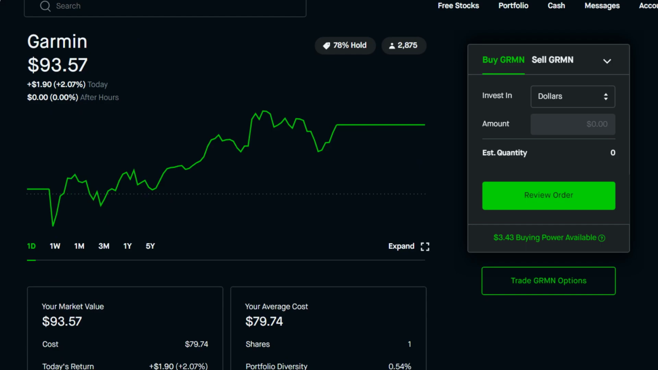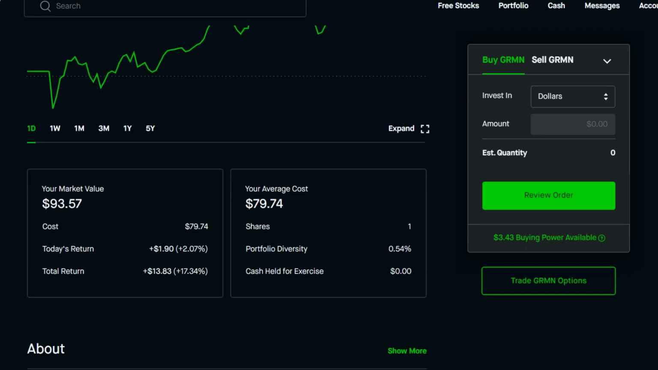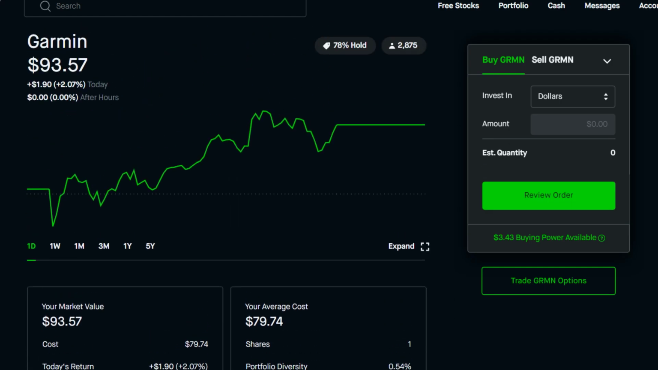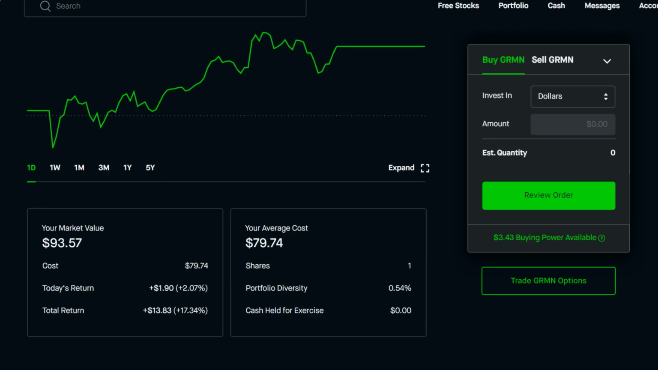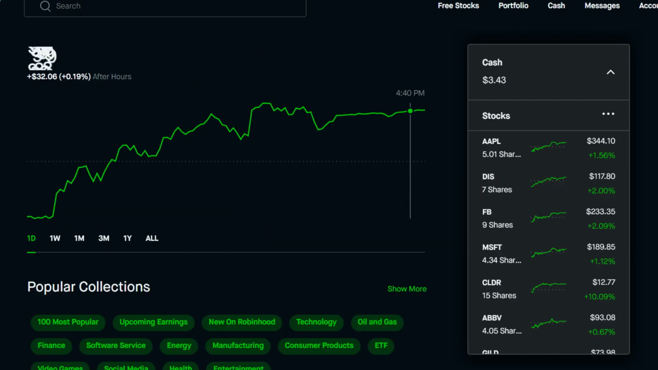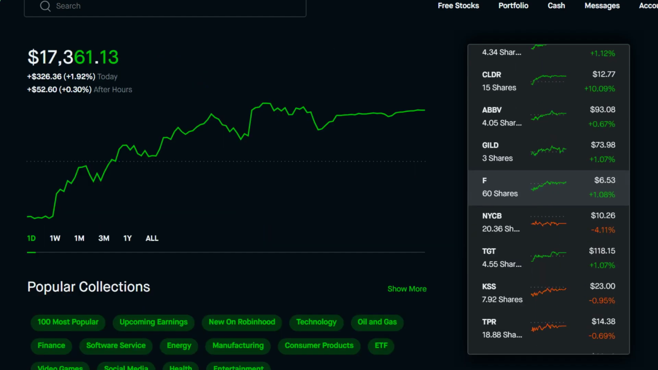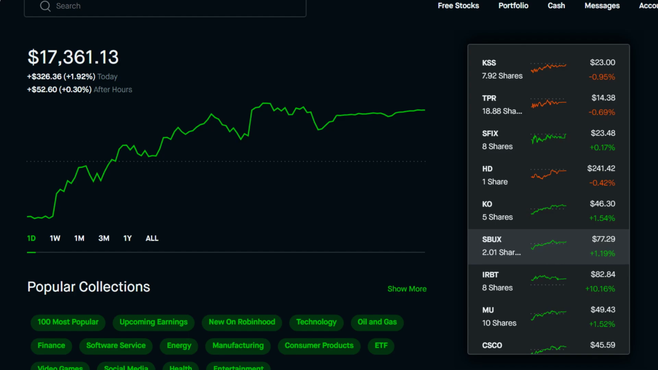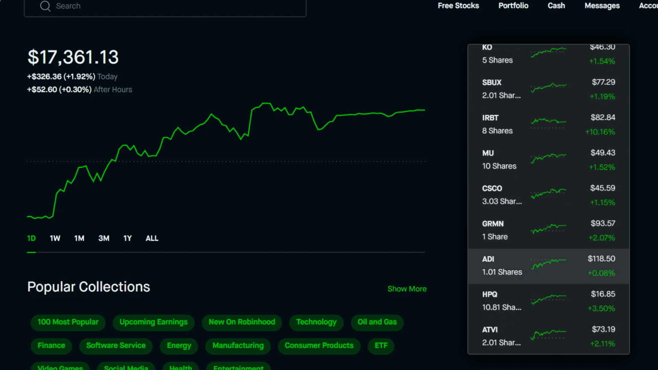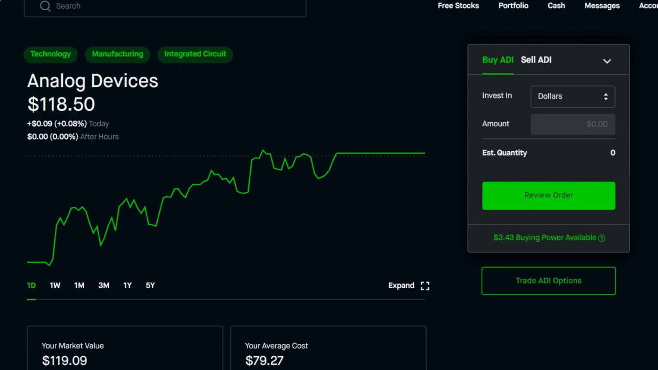Garmin, this is a position I opened literally just to track an options trade that went successfully. So the share was $79.74, 0.5% of the portfolio. Overall return of $13.83 or 17.34%. So again, I'll hold this one for a while. I do like Garmin, but I don't really plan on adding more to that one share. Sorry, it's going to be a little bit of a bothersome one to some people.